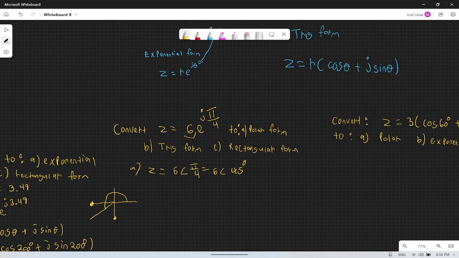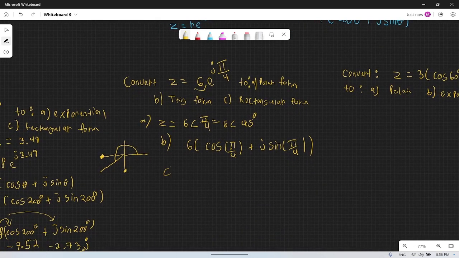Okay, now we have our trig form. In trig form, we have our r value, which is 6, and then we have cos pi over 4 plus j sine pi over 4, and that is our trig form. And then finally rectangular form, we multiply this in. So we have 6 cos pi over 4 plus 6j sine pi over 4. And if we're using radians, make sure that you have your calculator set to radians.